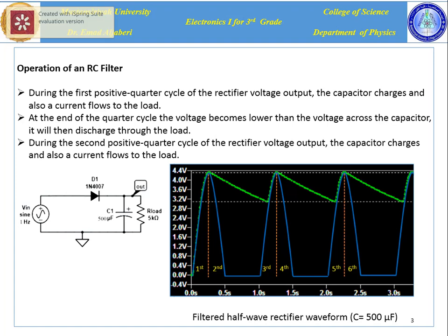This is clear in the third quarter, and then it discharges. The process is repeated, and finally we get the green waveform with a ripple voltage of 1.2 volts. This is easily calculated: 4.4 volt minus 3.2 volt is equal to 1.2 volt.